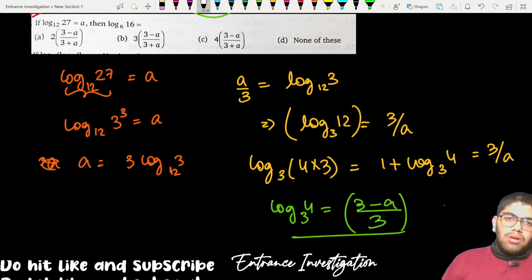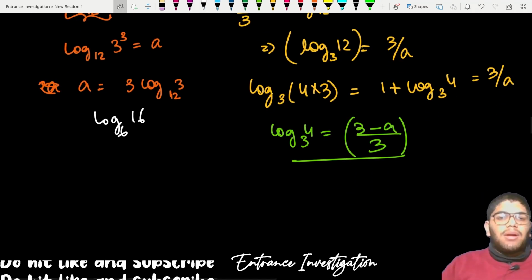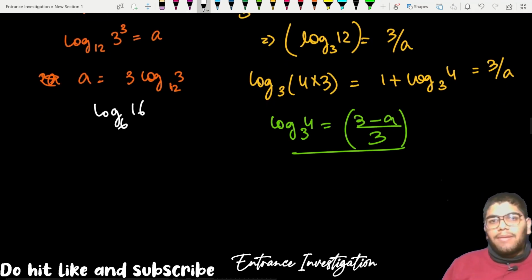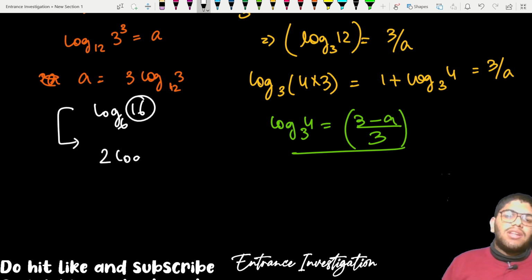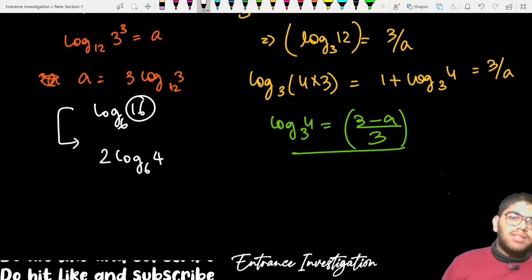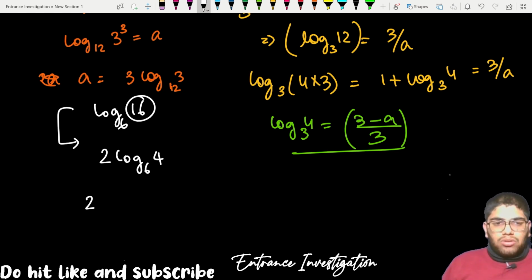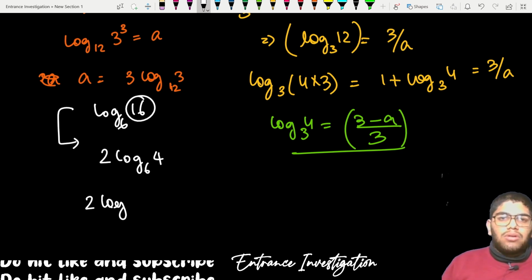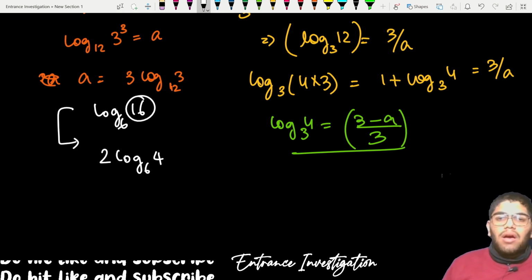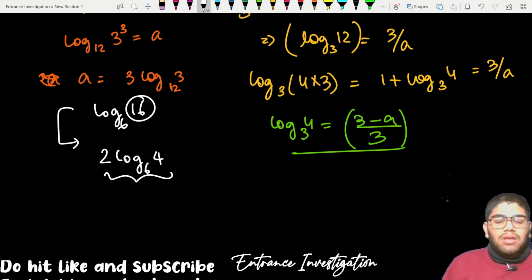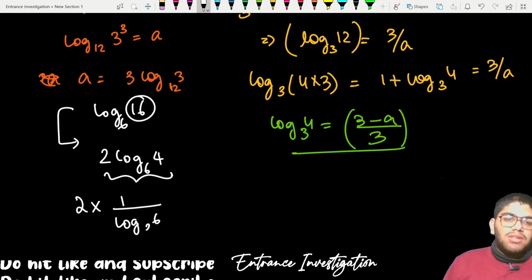Now इससे हम log 16 base 6 कैसे बनाएं? The point is कि log 16 बेस 6 बनाना पड़ेगा हमें, तभी हम आगे प्रोसीड कर सकते हैं. तो सिंपल, let's try. This is 4 square, so this can be written as 2 log of 6 base 4 base 6. Okay, and मुझे यहाँ 3 चाहिए, so this can be written in this format. Okay, so I'm proceeding. So this can be written as 2 times of 1 over log of 6 base 4.